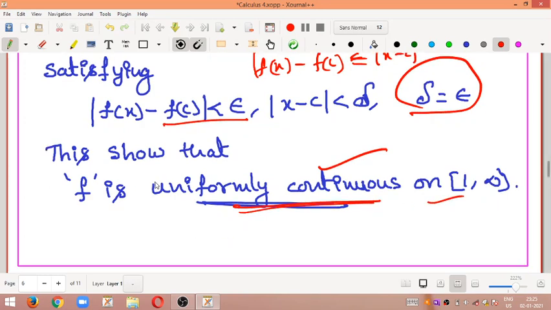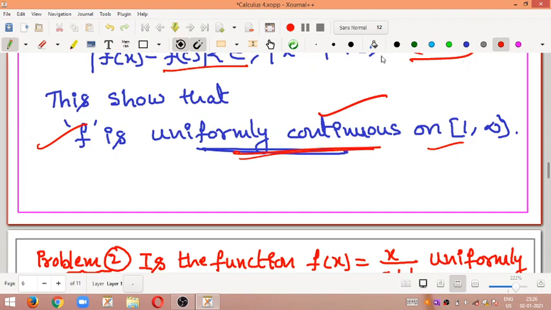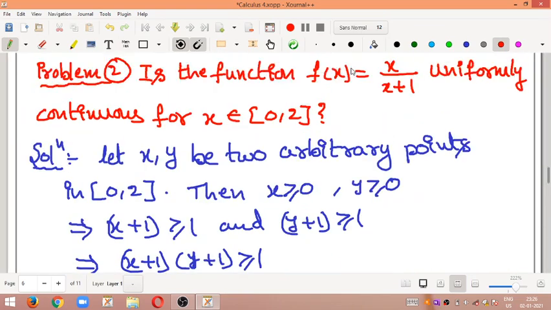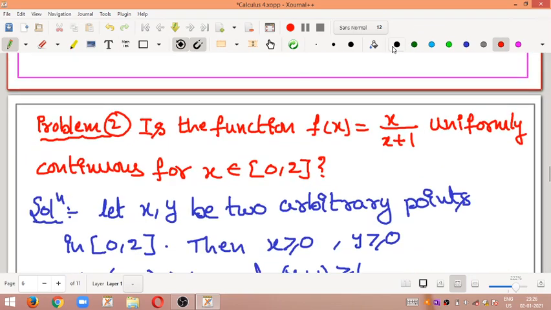This is the mathematical definition. According to the mathematical definition, f is uniformly continuous on this interval. So based on this mathematical definition, we want to see one more problem. Problem 2. This is also very important for NET and SET exams.